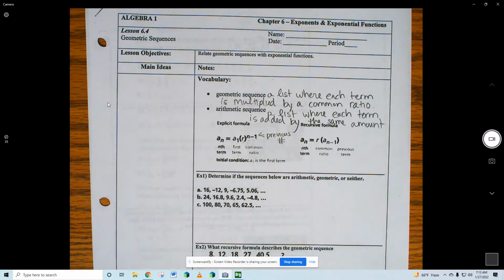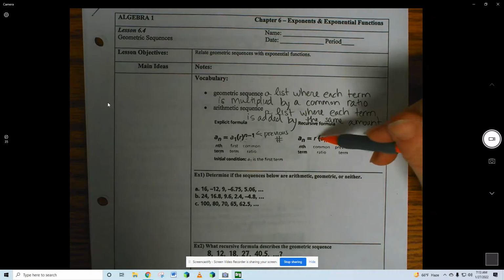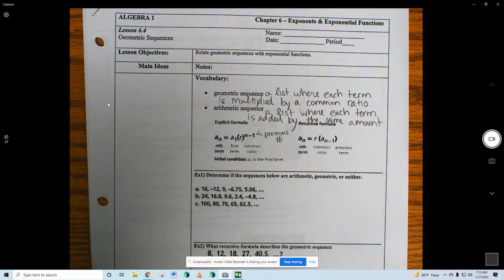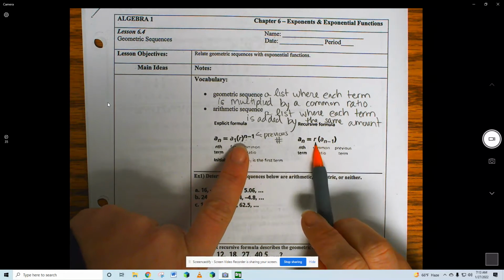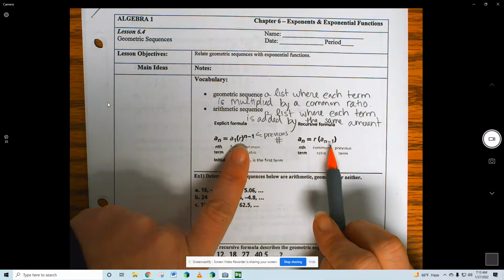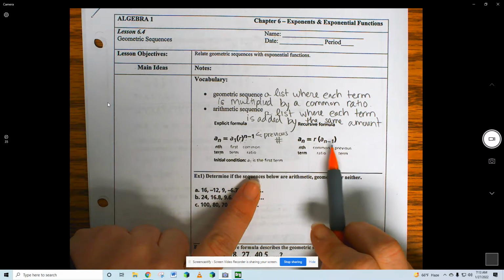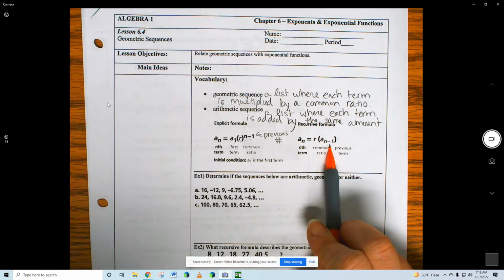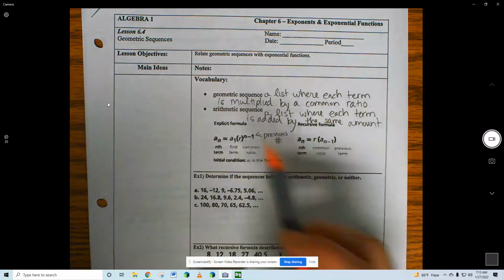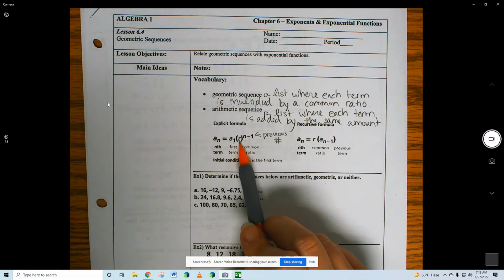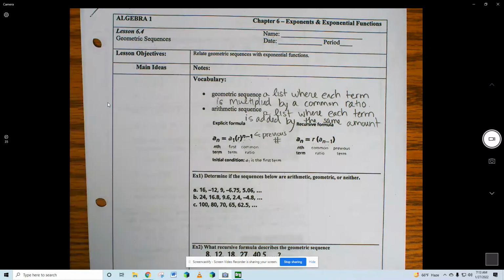A recursive formula has just the common ratio multiplied by the previous term. So these two are very similar. They both have the common ratio, but in the recursive one I'm going to multiply the common ratio by the number before it. And here, the first term, and then the common ratio raised to the power of the previous term. So we're going to use both of these in different ways.